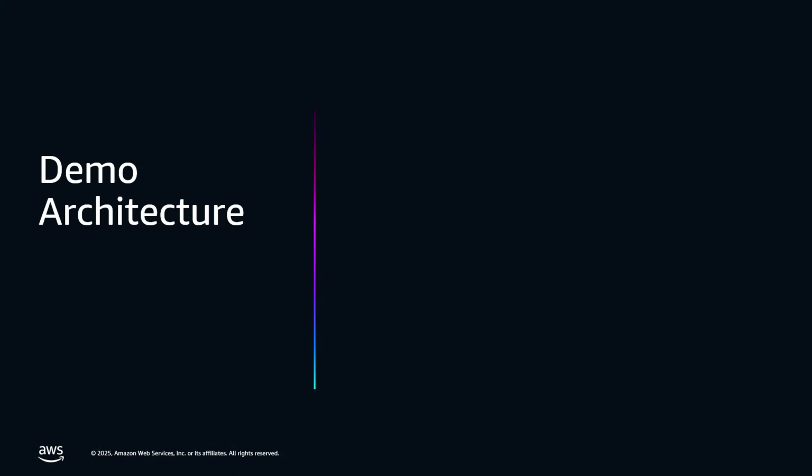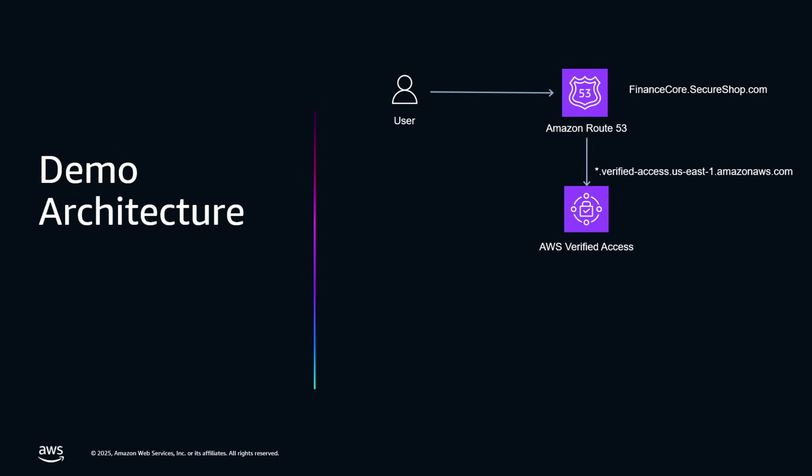In our demo architecture, we have a user that browses a domain hosted on Route 53. This is called financecore.secureshop.com. You can CNAME this to our Verified Access endpoint. Then on the Verified Access endpoint, we have configured a bunch of things. We have WAF rules through AWS Managed WAF rules, which can provide protection against bots with Bot Control.